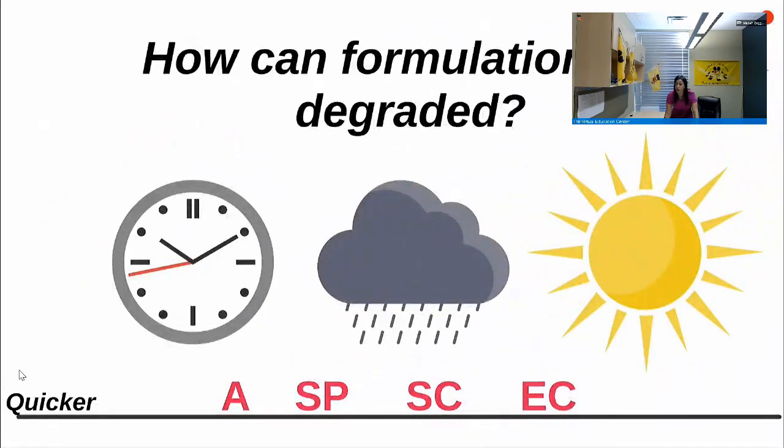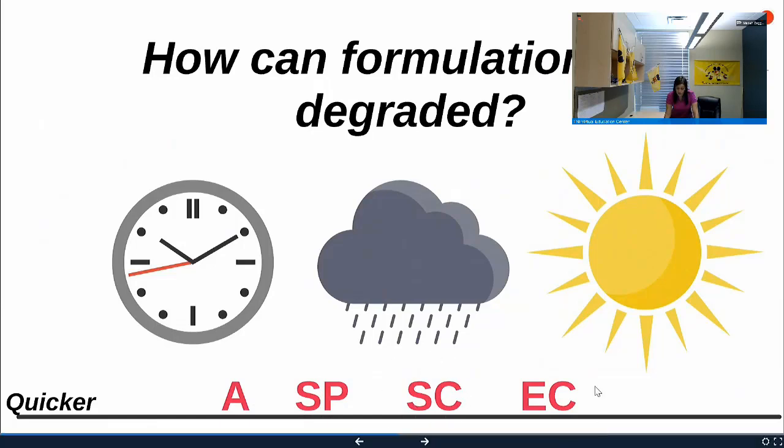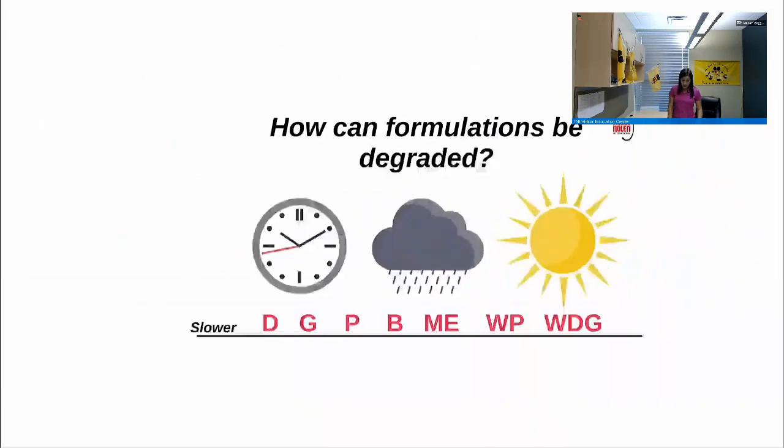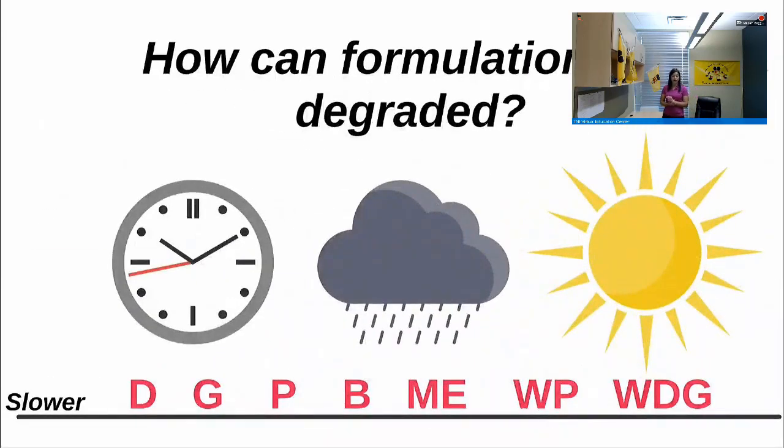Now, which are the formulations that degrade quicker? They have smaller particles: the aerosols, right? The solutions, so soluble powder, suspension concentrate, the emulsions, emulsifiable concentrates. They have smaller particles, so they don't last as long. They degrade quicker.